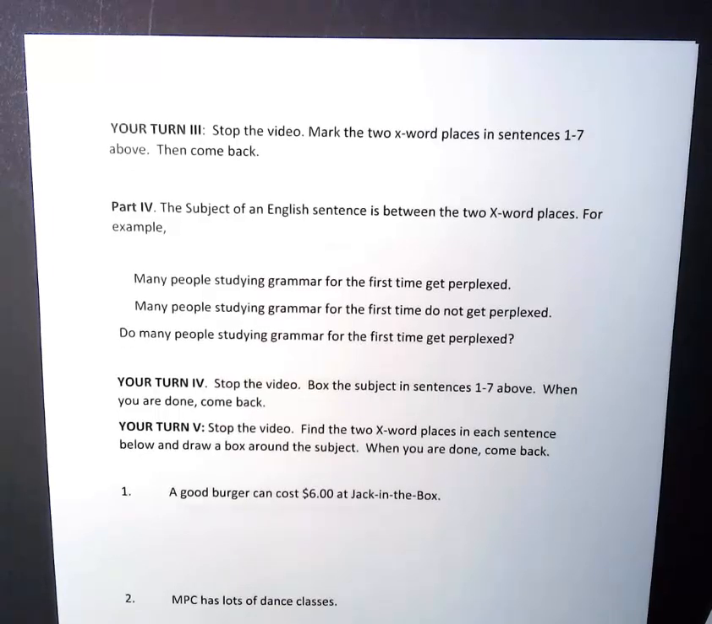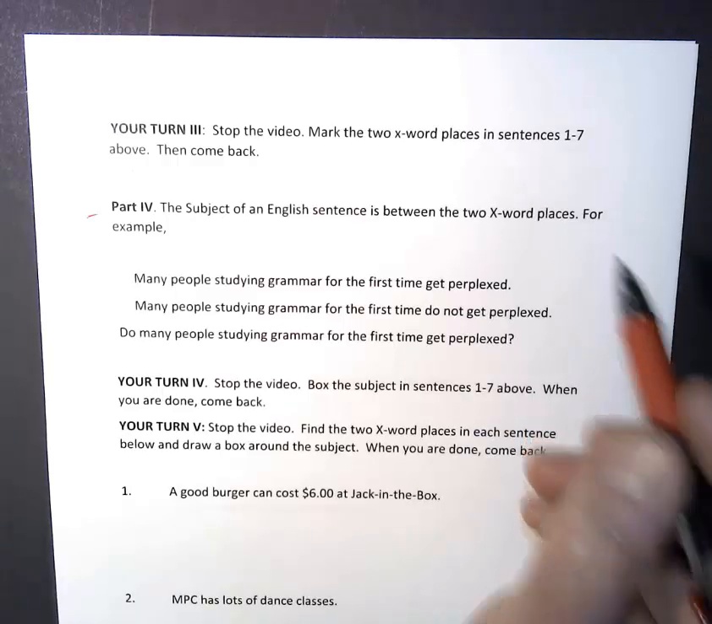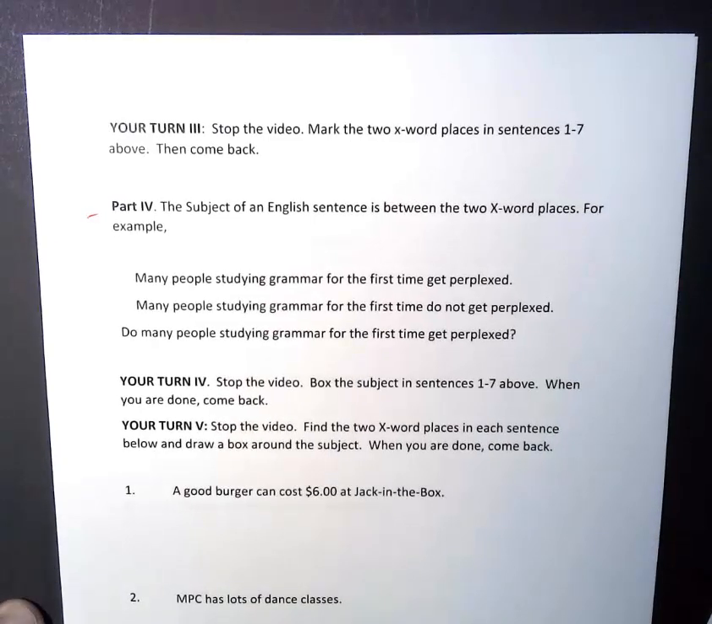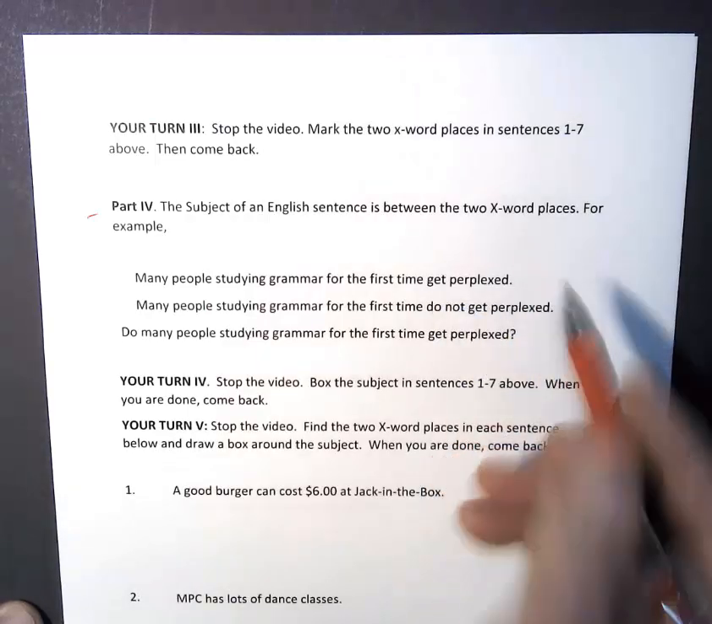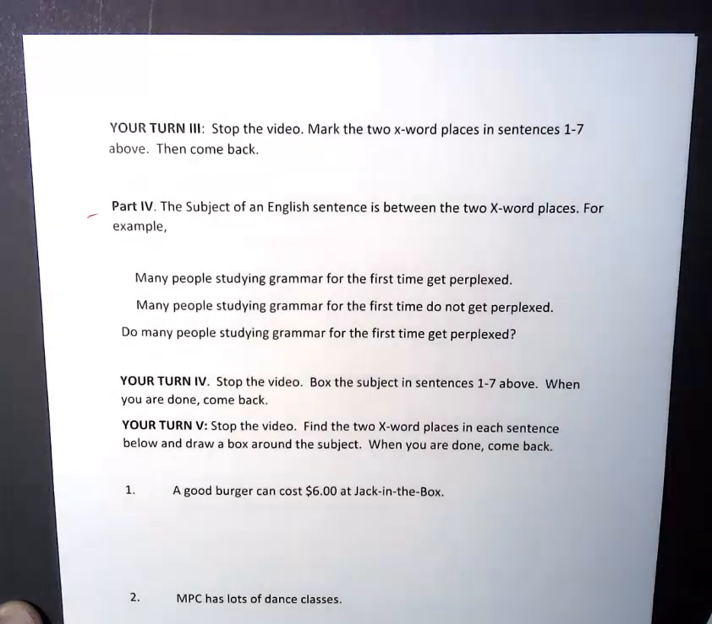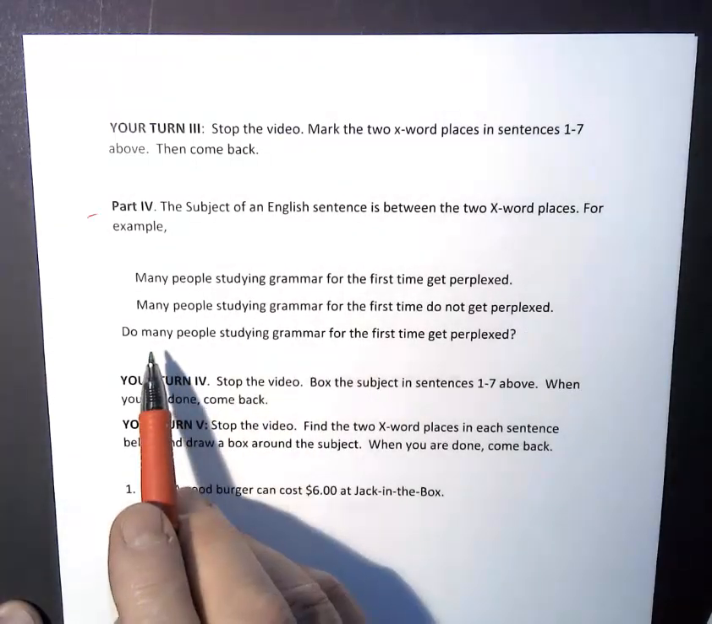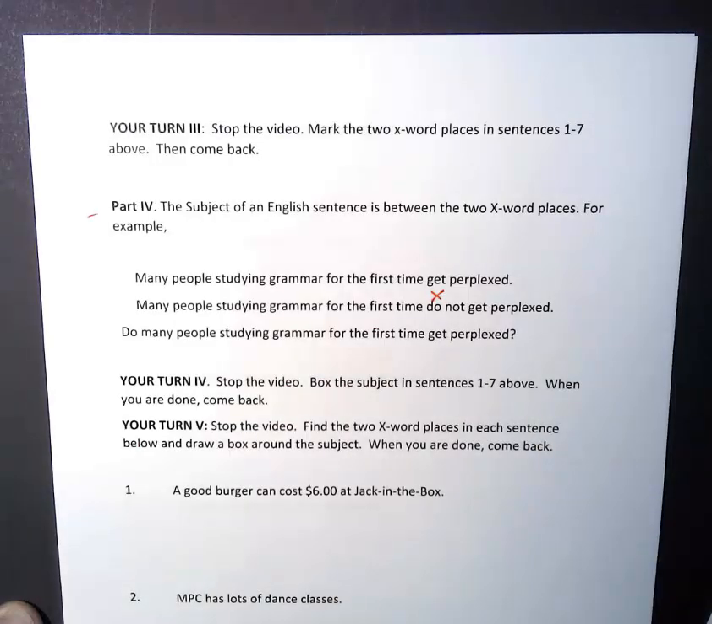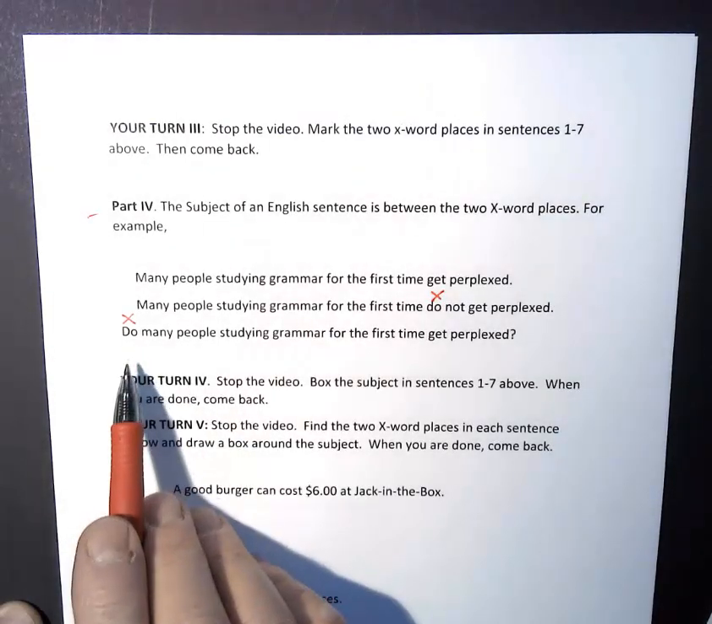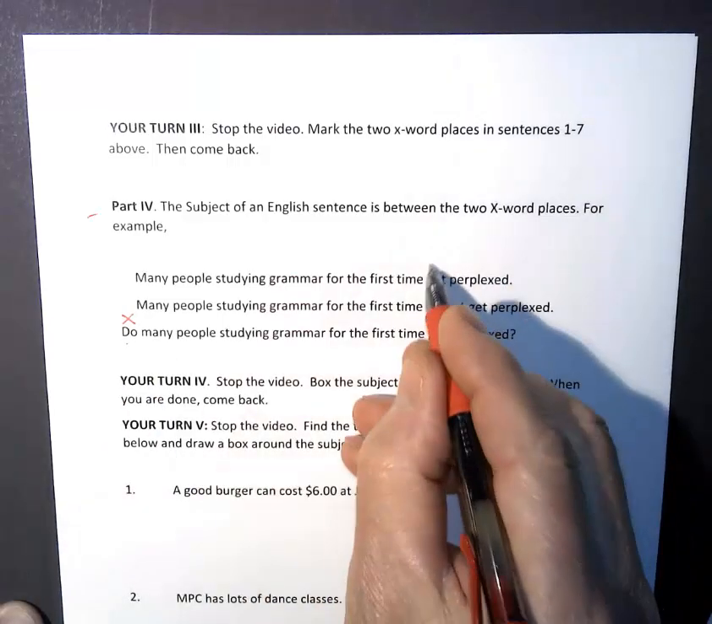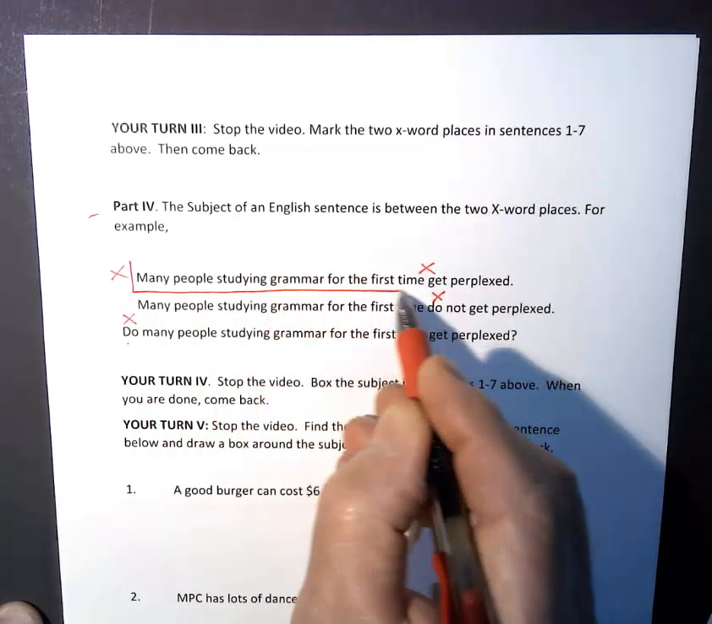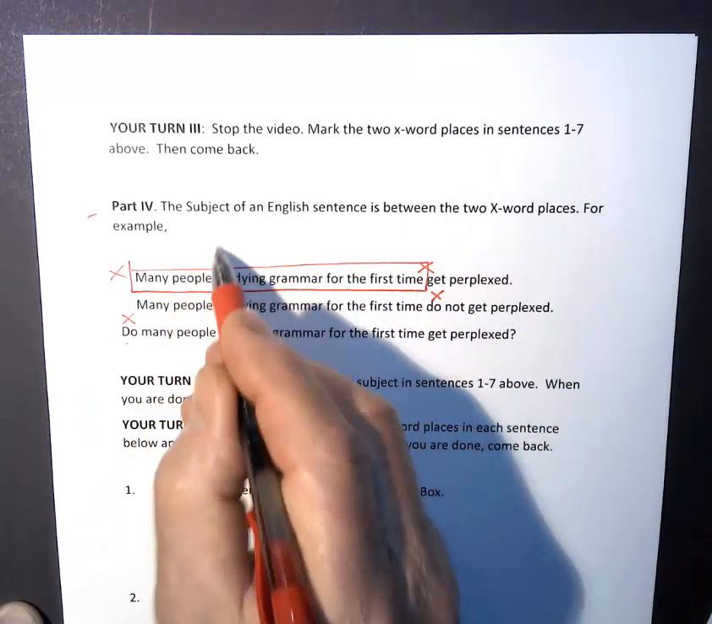Okay. Now, we're over here, part 4. The subject of an English sentence is between the two X word places. And this is what we've been getting ready for. We're building up to this. Many people studying grammar for the first time get perplexed. I don't see any X words here in this sentence. But when I take a look at the negative, I see many people studying grammar for the first time do not get perplexed. And in my yes or no question, do many people studying grammar? The subject of a sentence is between the two X word places. Here's my places. So here is my subject.